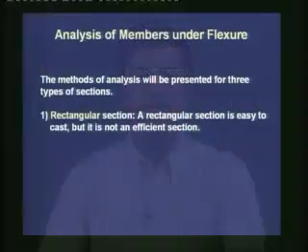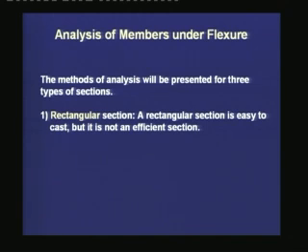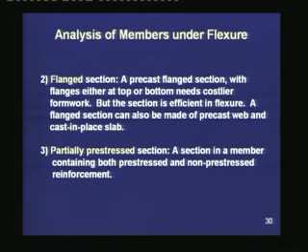The method of analysis will be presented for three types of sections. First, a rectangular section. A rectangular section is easy to cast, but it is not an efficient section. Second is a flange section. A precast flange section with flanges either at top or bottom needs costlier formwork, but the section is efficient in flexure. A flange section can also be made of precast web and cast in place slab. Third, we shall also learn about partially prestressed section.